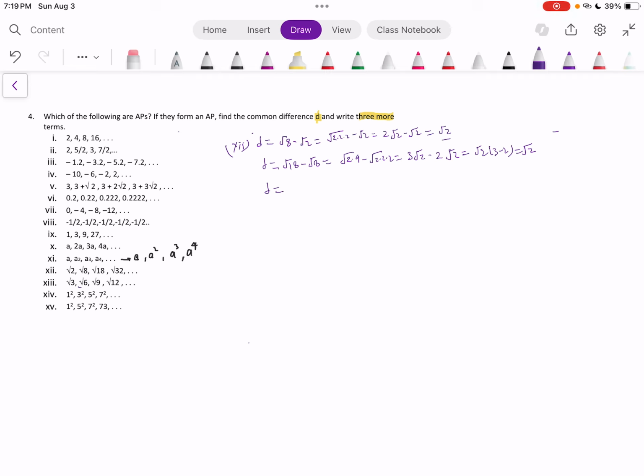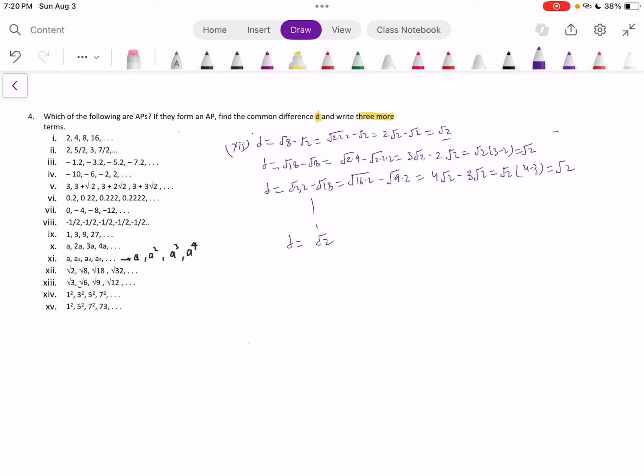D again, square root of 32 minus square root of 18. Square root of 32 is 16 times 2 minus 9 times 2. So 16 is going to be 4 times square root of 2 minus 9 is going to be 3 times square root of 2. So again, taking square root of 2 out, 4 minus 3 is going to be 1, so square root of 2. It's an AP. The common difference is square root of 2.